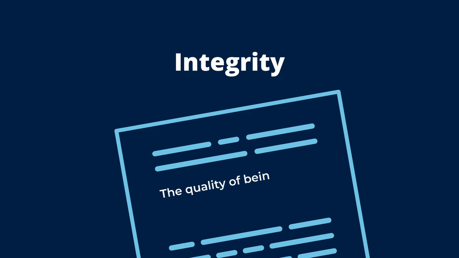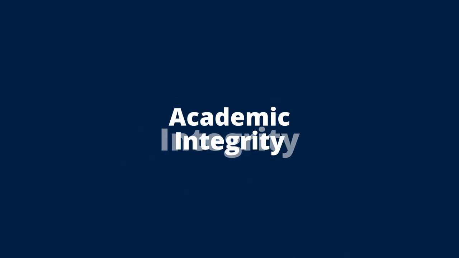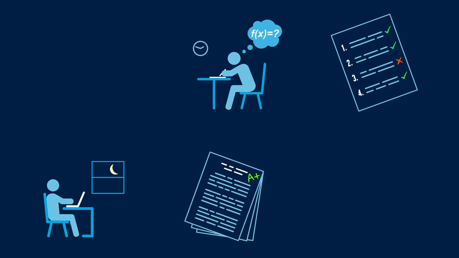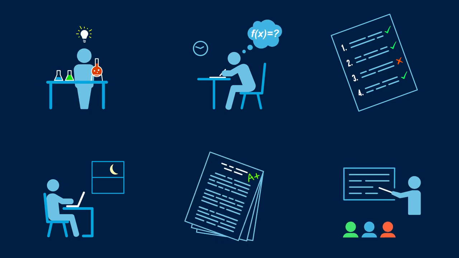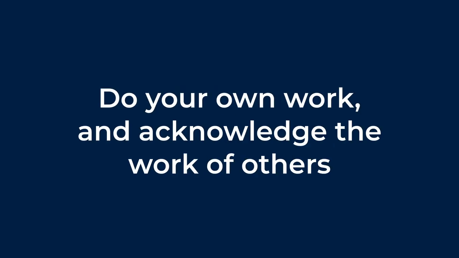Integrity is the quality of being honest and having strong moral principles. Building upon that, academic integrity is having integrity in the academic work you complete as a UBC student. This includes your assignments, quizzes, exams, essays, labs, in-class participation, and any other academic activity you engage in as a student. In fact, if we were to reduce academic integrity down to its basics, we might summarize it as follows. Do your own work and acknowledge the work of others.